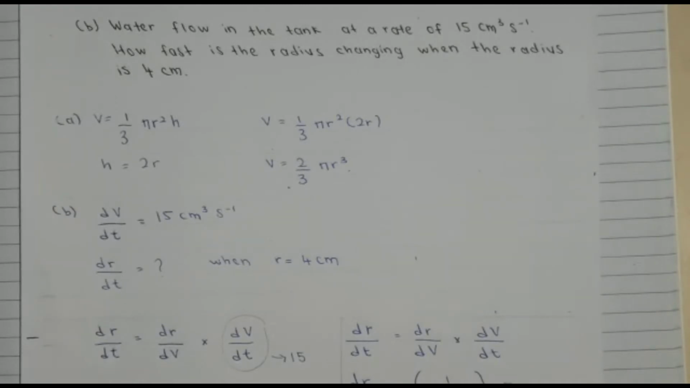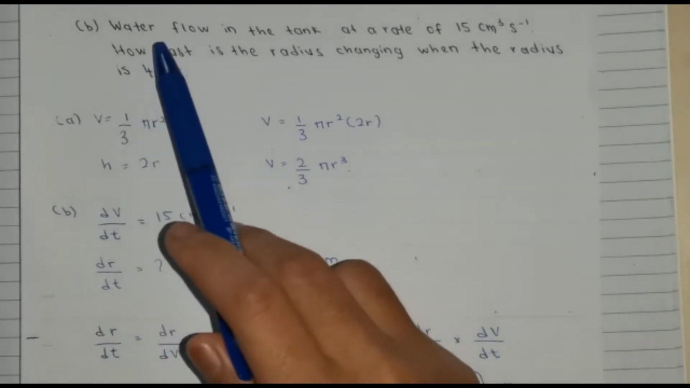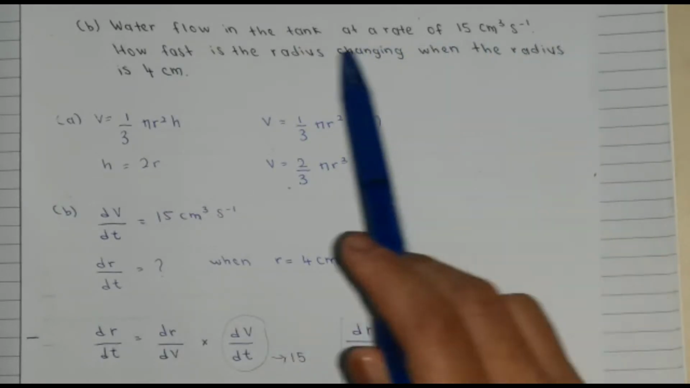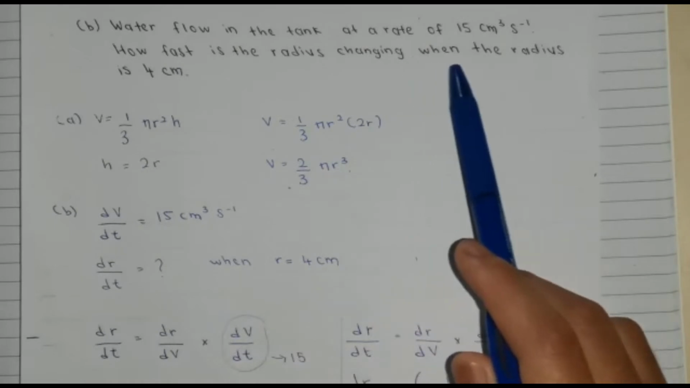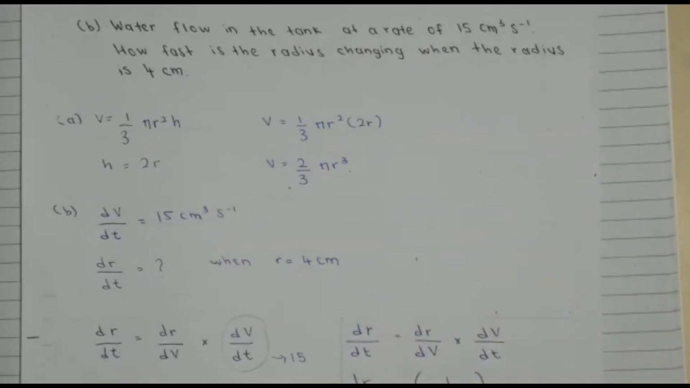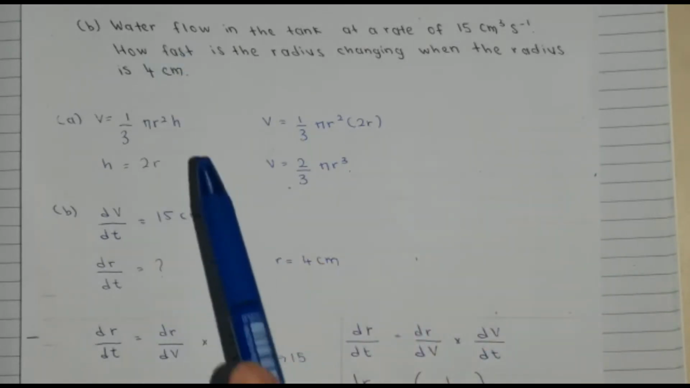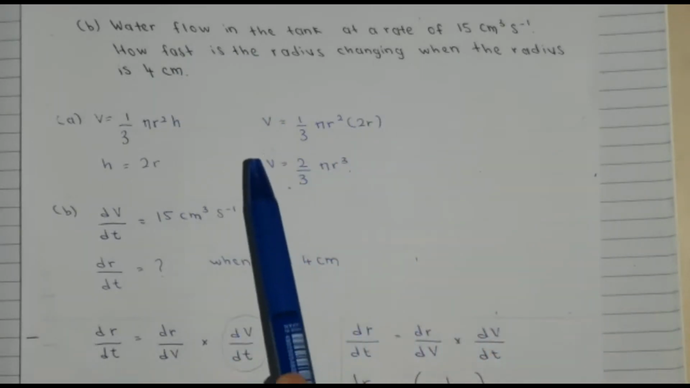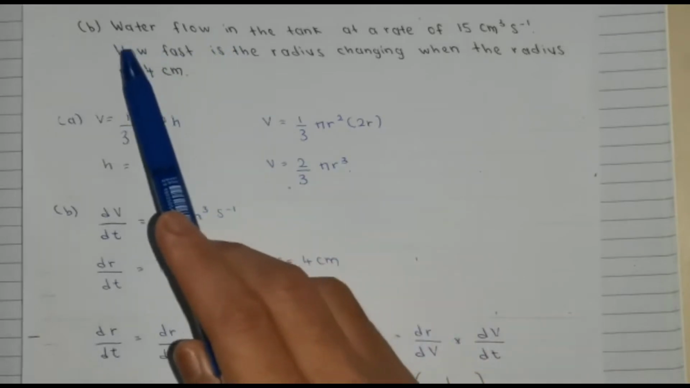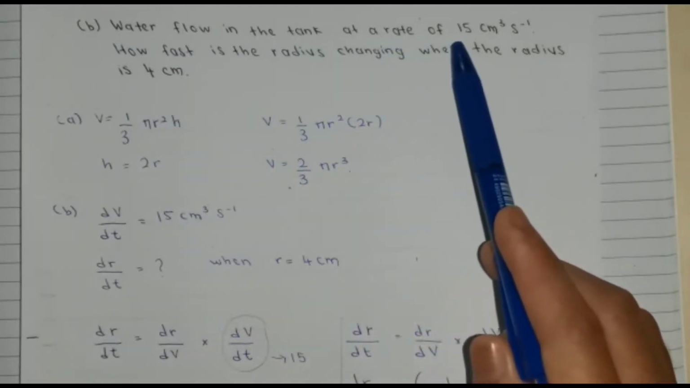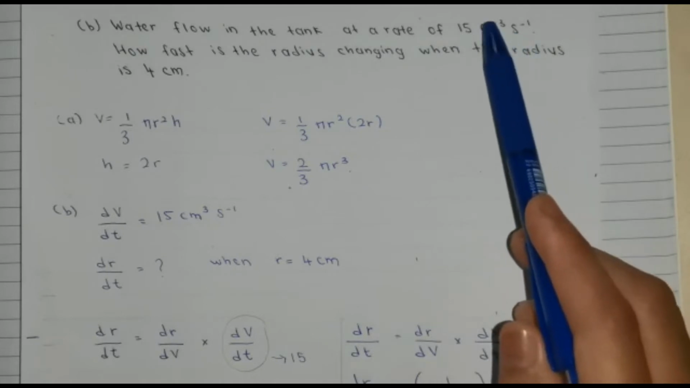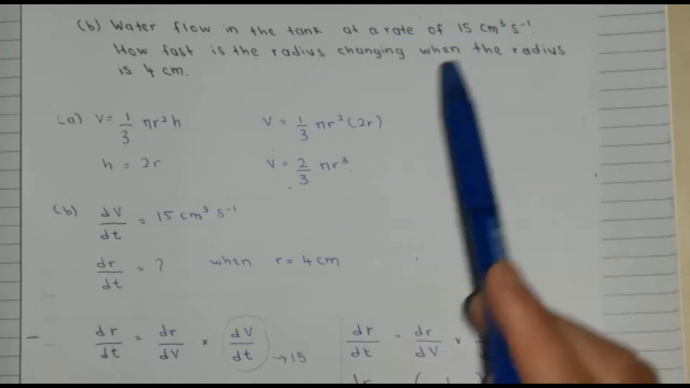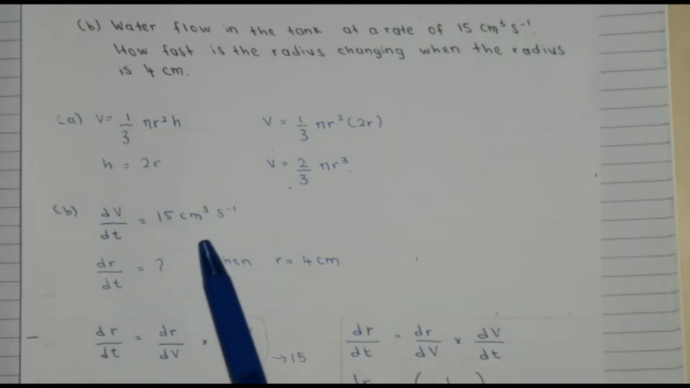Let's move to question B. Water flows in the tank at a rate of 15 cm3 per second. How fast is the radius changing when the radius is 4 cm? For this question, we must find the information that we can get. The first information is water flows in the tank at a rate of 15 cm3 per second. It means dV over dt is equal to 15 cm3 per second. So we write this information here.